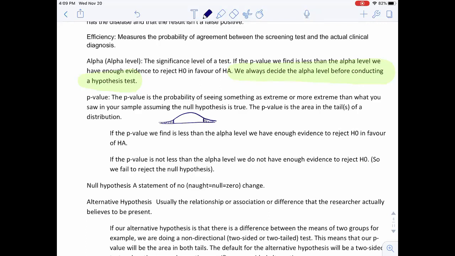And here again, just re-emphasizes, because it's important, right, that we know what to do if the p-value is less than the alpha level.